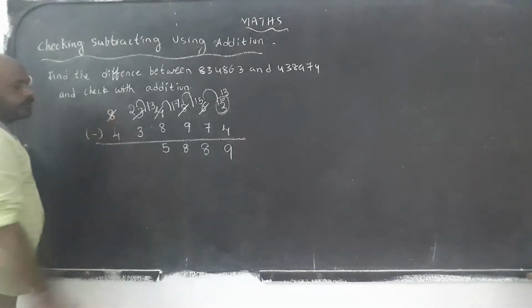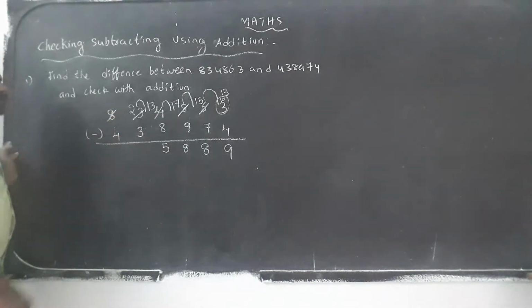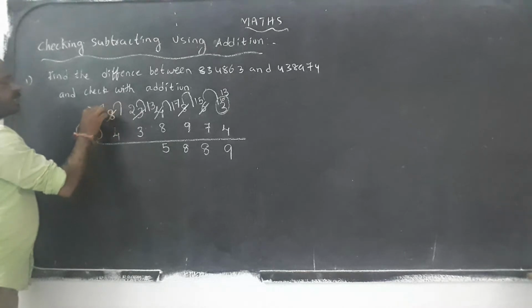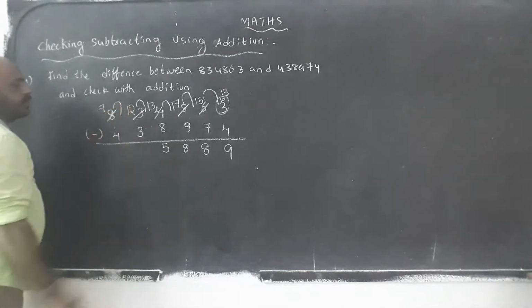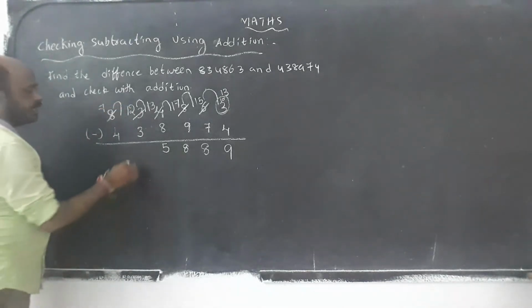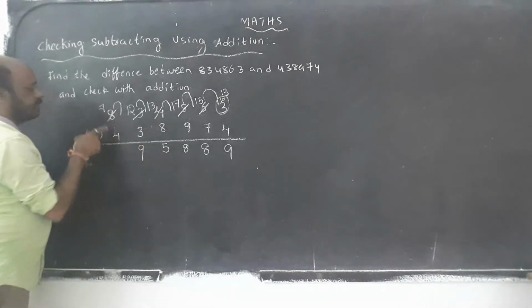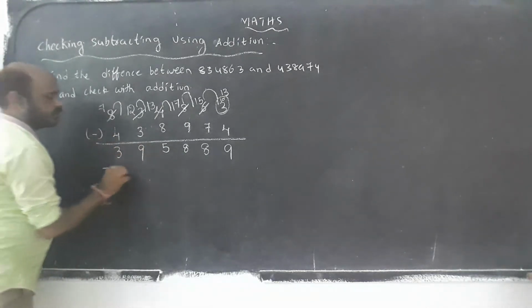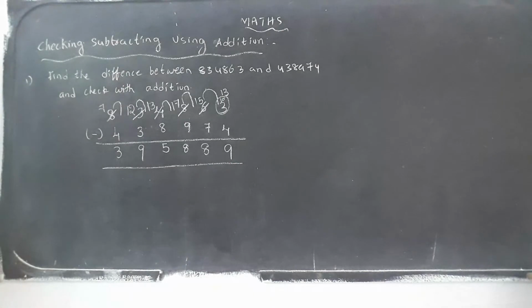From 2, we can't remove 3. Then we take a borrow. 8 becomes 7, and this 2 becomes 12. 12 minus 3 is 9. Then 7 minus 4 is 3. We got the difference. How much is it?